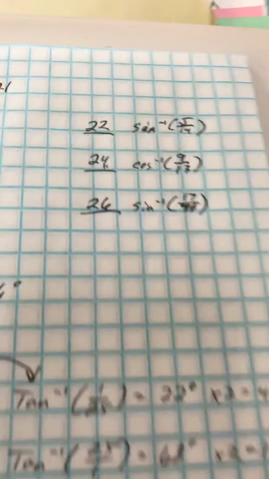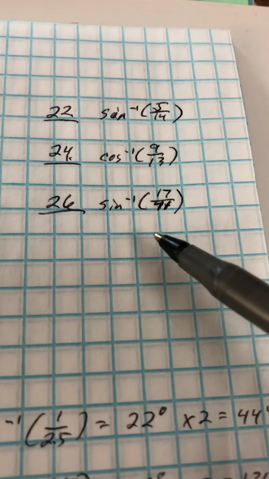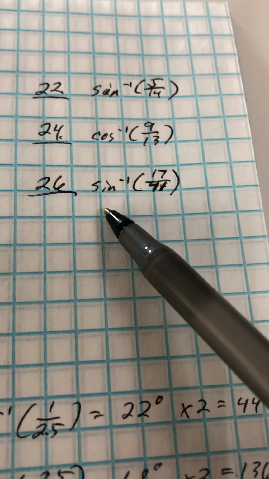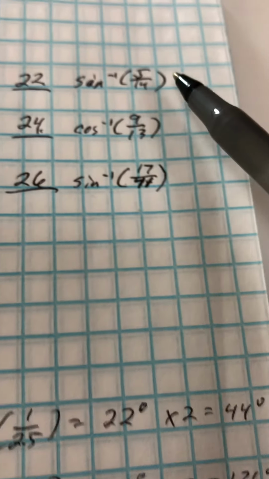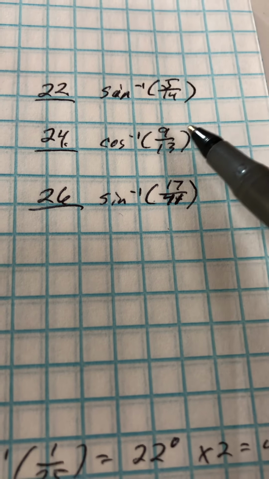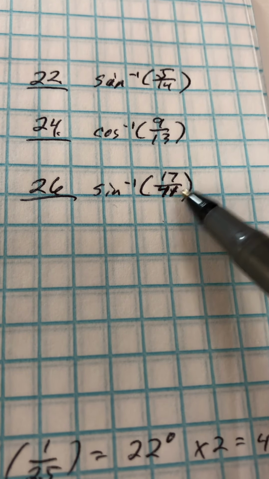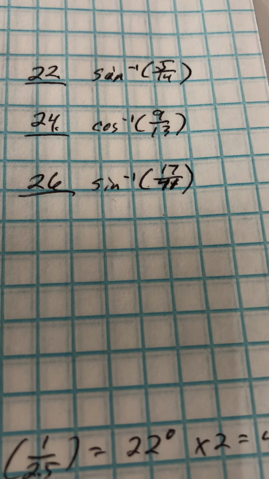Now, for help on 22, 24, and 26, for those, you're going to be using the sine, cosine, and sine again, and those numbers are 5 over 14, 9 over 13, and 17 over 41. That's a 41 there. It's kind of sloppy.